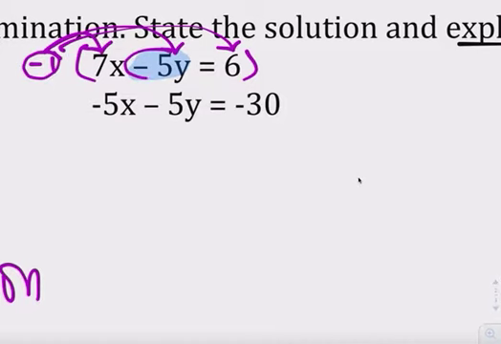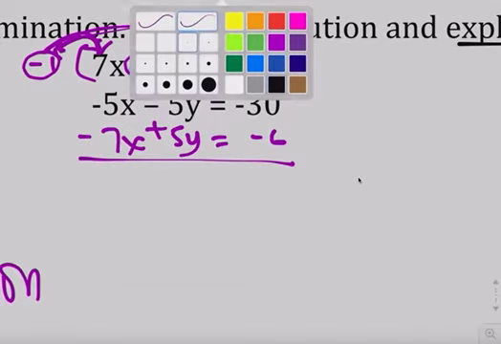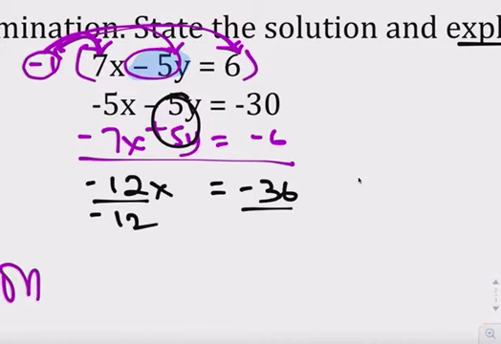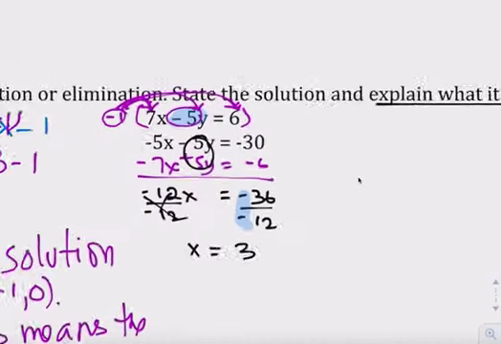Negative 1 and negative 5 is a positive 5y. But negative 1 to negative 7 is negative 7x. Negative 1 to 6 is negative 6. This is 0 here. Negative 12x equals negative 36. Divide by negative 12, divide by negative 12. X equals positive 3 because 2 negatives is a positive. Okay, let's see.